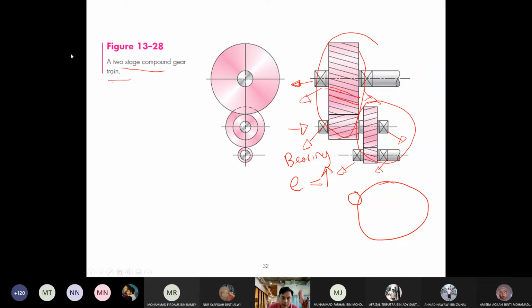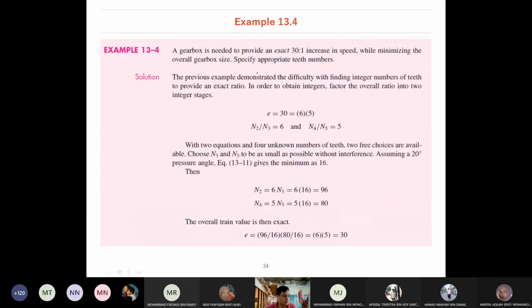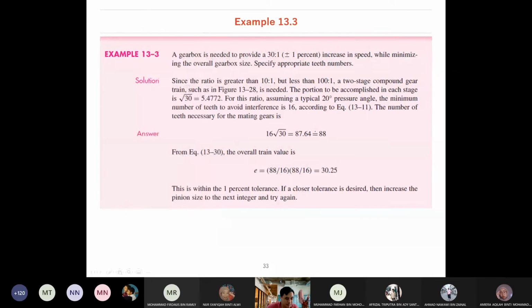Kita tengok example, the next slide. Example 13.3. Okay. Hopefully you can bear with me. Alright. So, saya bacakan soalan dia for you guys. Alright. So, the question is a gearbox is needed to provide 30 to 1.